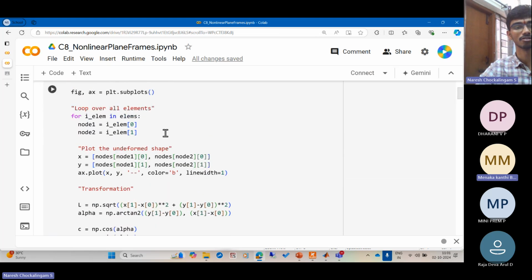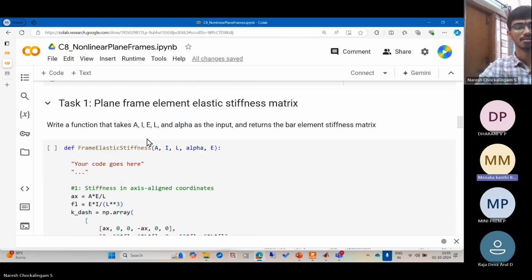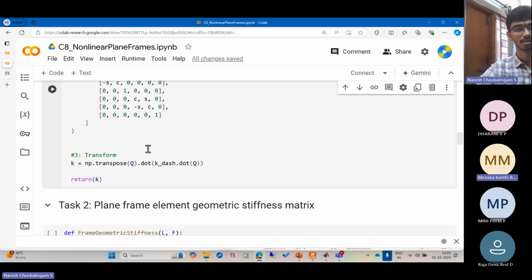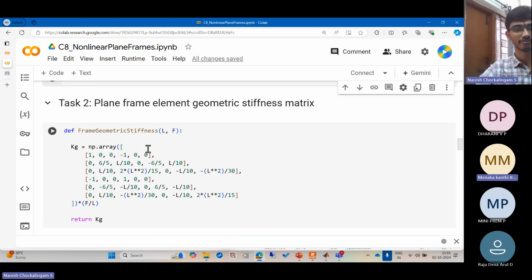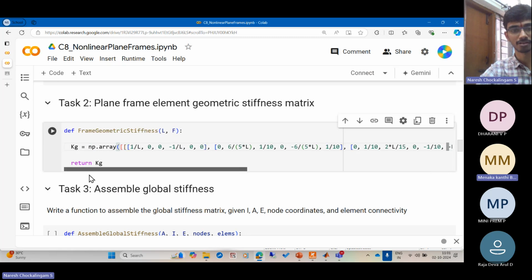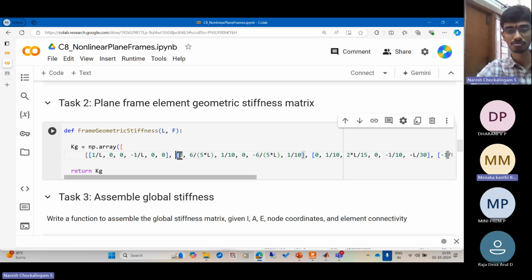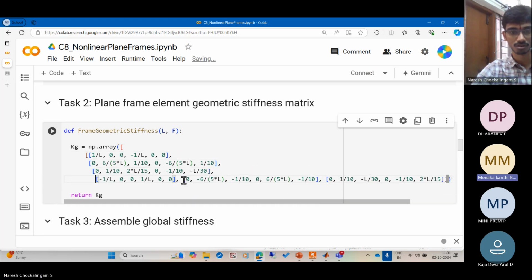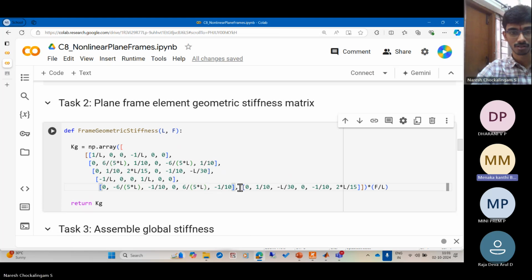I'm editing it. Okay. So this plot I'm not going to touch. The frame stiffness I have renamed as elastic stiffness, because this is only the ke part, not the kg part. This also I'm not going to touch. Then I'll go to frame geometric stiffness. So in place of whatever I have, I'll just put this, whatever I copied from there. This is the first row, second row, third row, fourth row, fifth, and sixth.